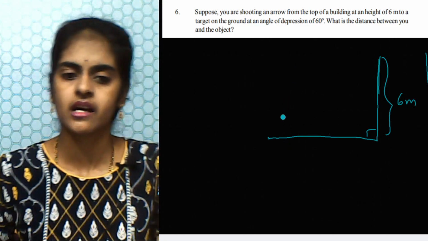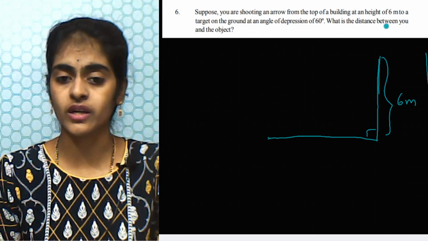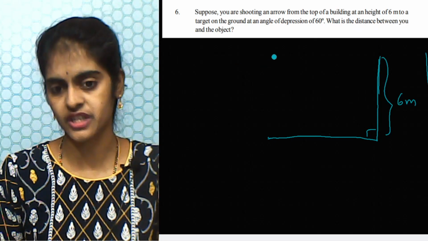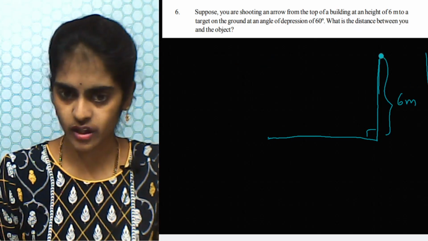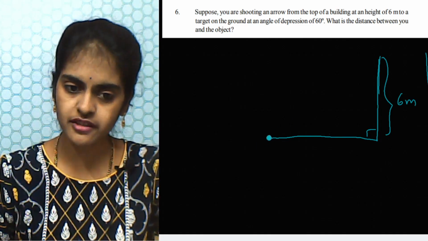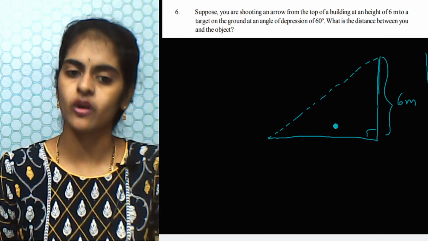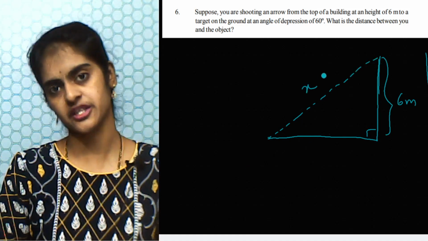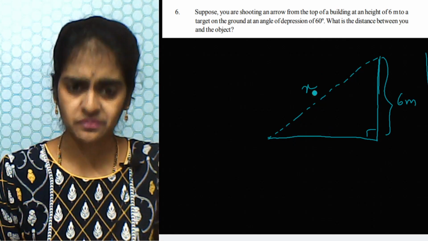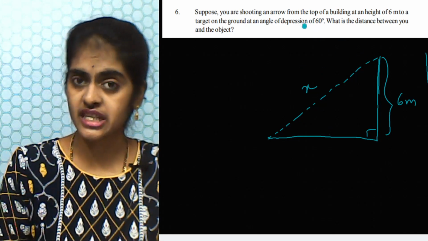We know that. So now you have to find, the angle of depression is given to you. You have to find what is the distance between you and the object. You are here on the top of the building and the object, the target, is here. So you have to find this distance between you and the object. That means you have to find this hypotenuse. And it is also given that the angle of depression is 60 degrees.